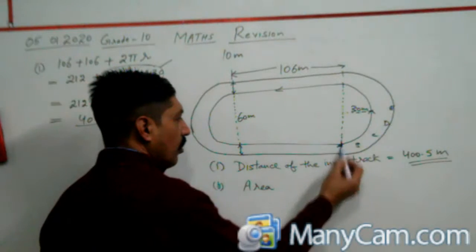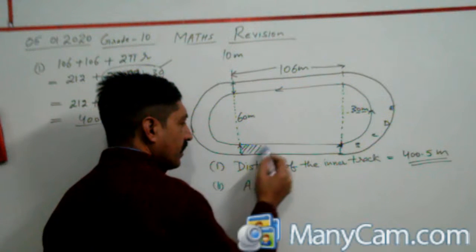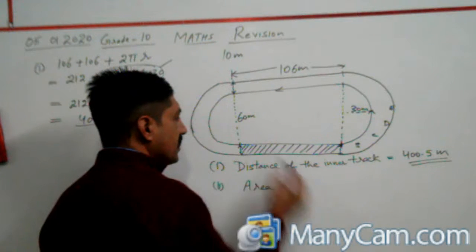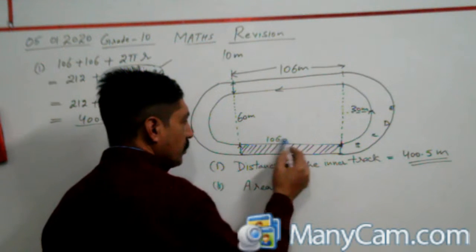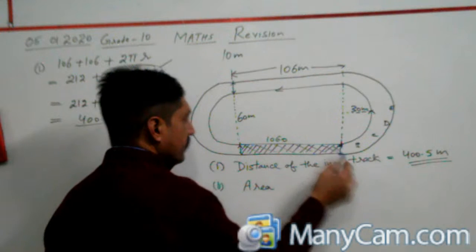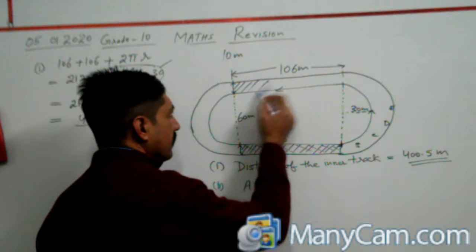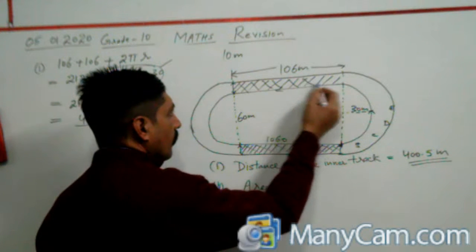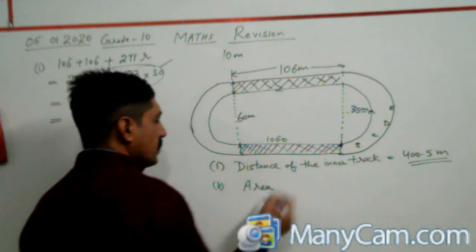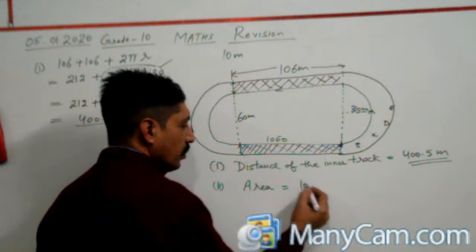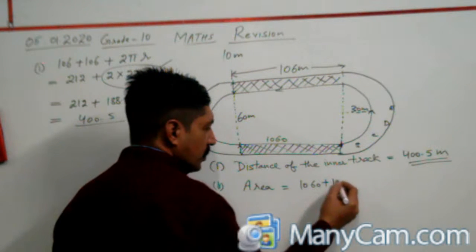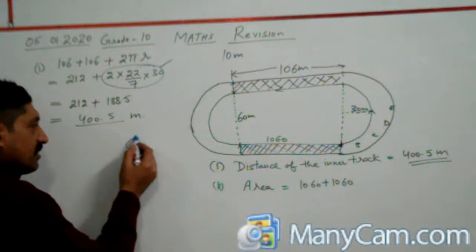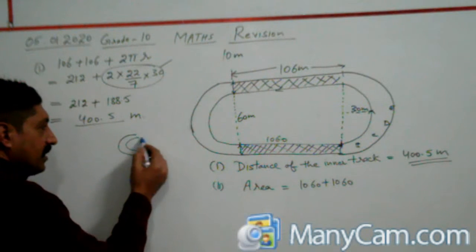This is a rectangular box. This area is 10 into 106, that is 1060. Same for this area, that is again 1060. So area is equal to 1060 plus 1060, both rectangular parts. And here one semicircle is from this side and one semicircle is from this side.